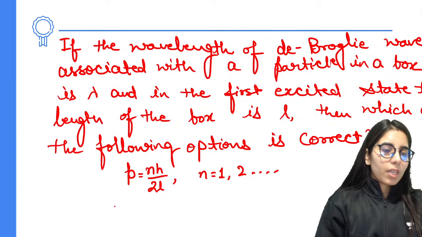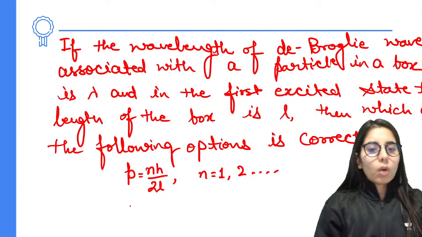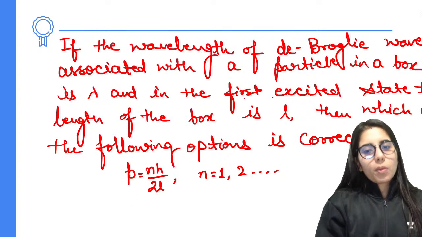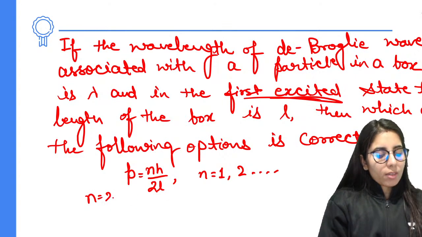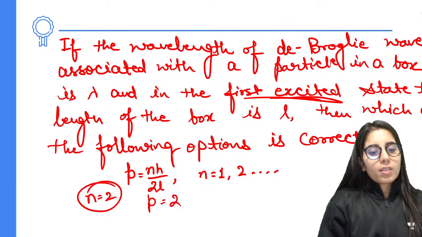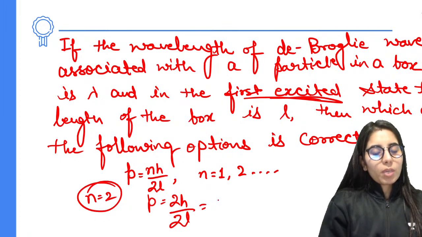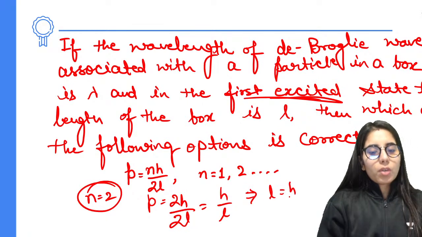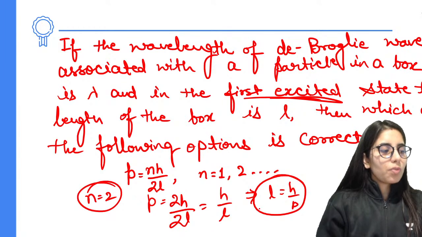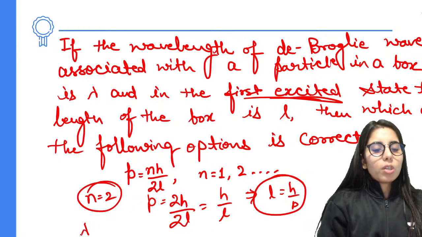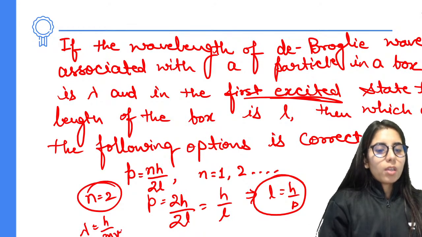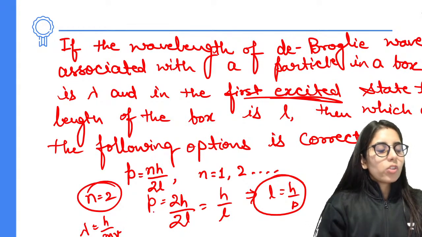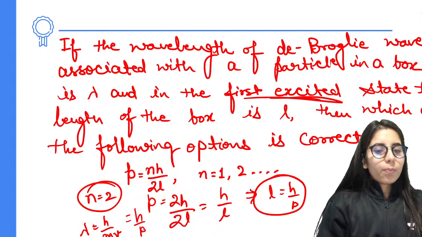For the ground state you take n is equal to 1, but for the first excited state you have to take n is equal to 2. So your value will be P is equal to 2h upon 2L. That gives you h upon L simply. From here after simplification, L is equal to h upon P, and we know lambda is equal to h upon mv. Done? Because mv is also momentum, that is P.